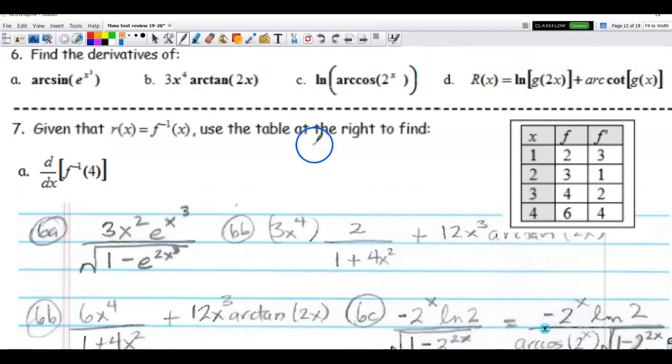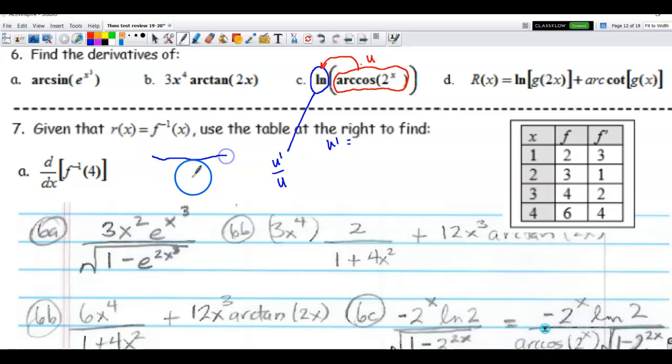In letter C, be very careful, I have ln of. So the outside function is ln, so the first thing I'm going to have to do is u prime over u. The inside function is arc cosine, so this is the u of ln, okay? So I'm going to start by finding u prime. So my u prime equals, so let me start my derivative right here. So if it's u prime over u, I can go ahead and put the arc cosine of 2 to the x down here. That's my u. I just have to find the u prime.